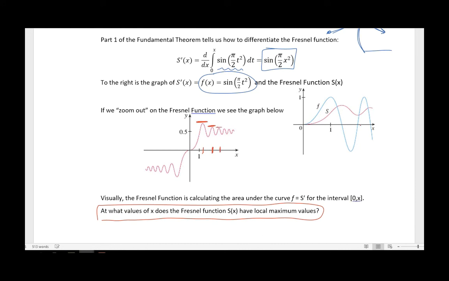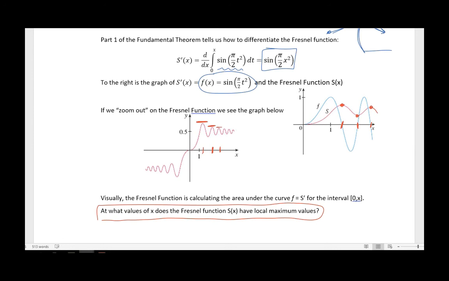Now, if we notice what we're doing, here's the Fresnel function in red. We're wanting to find the max values. Here's its derivative in blue. Remember, wherever the derivative equals 0, there's a max on my function. Wherever the derivative equals 0, here we have a minimum. Whenever the derivative equals 0, here we have another max on my function.